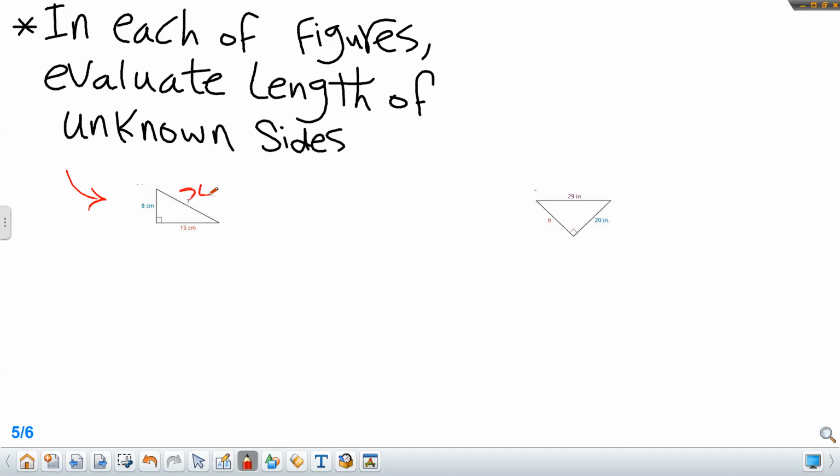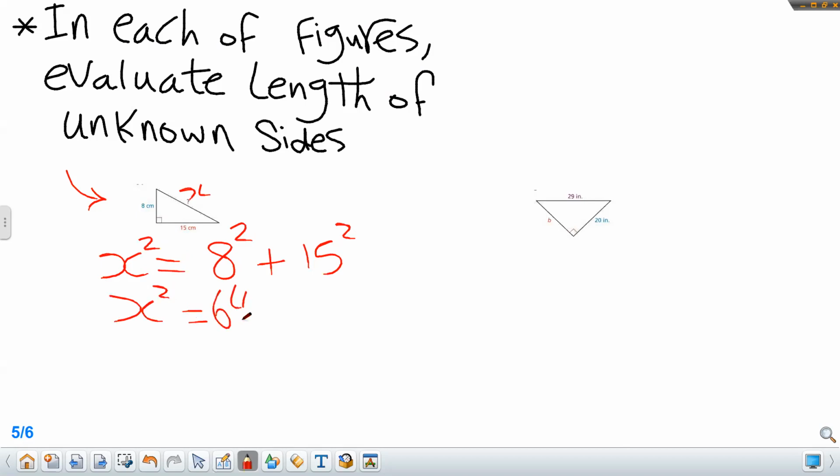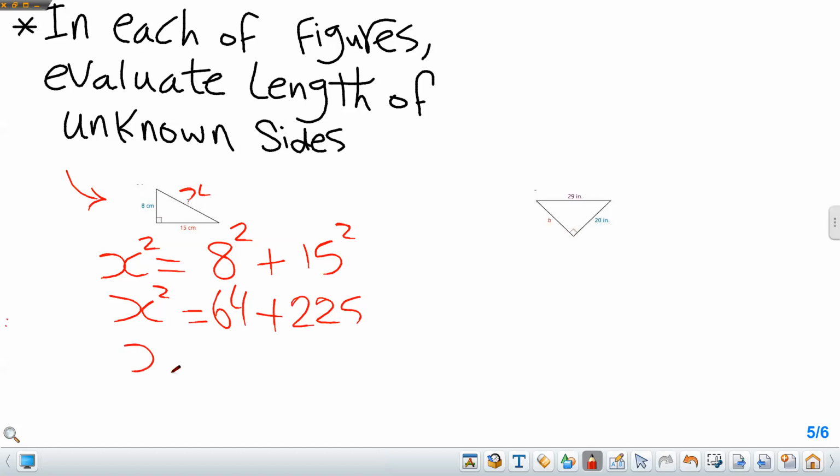Because x is opposite to the right angle, we can say x² equals 8² plus 15². Then you can evaluate it using a calculator or mentally, as you like. So x² equals 8² is 64 plus 15² is 225, and x² equals 64 plus 225 is 289.